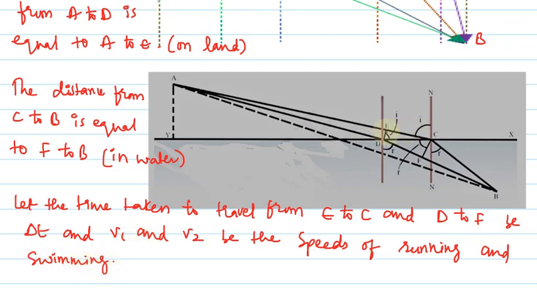So here from E to C, this is running on land. This is the extra distance that a lifeguard needs to travel on land. So for this distance, the speed is V1. And this extra distance from D to F in water, for this distance, the speed is V2. And in both cases, the time taken is delta t.